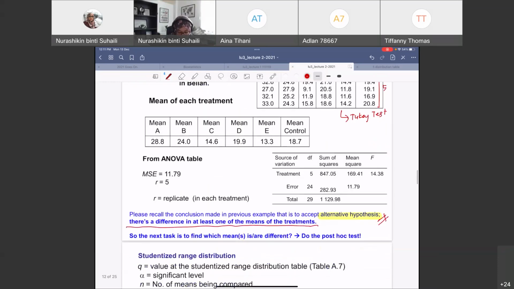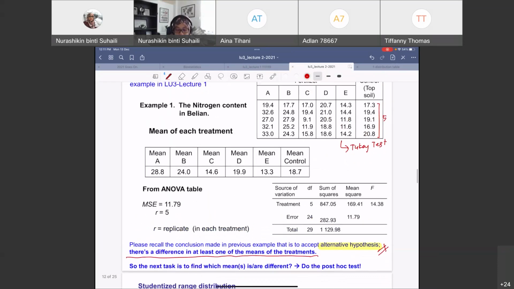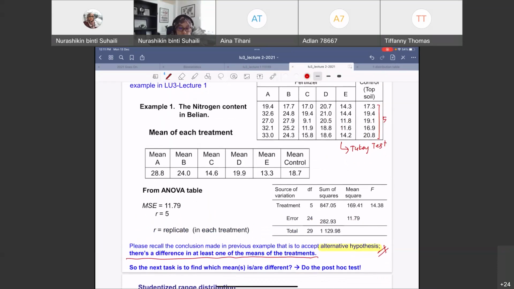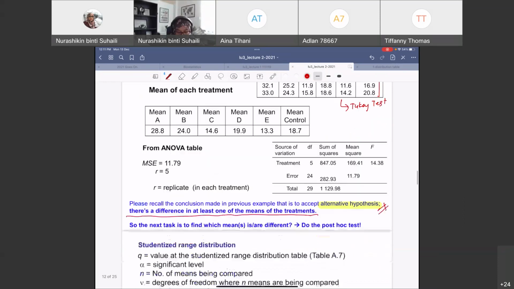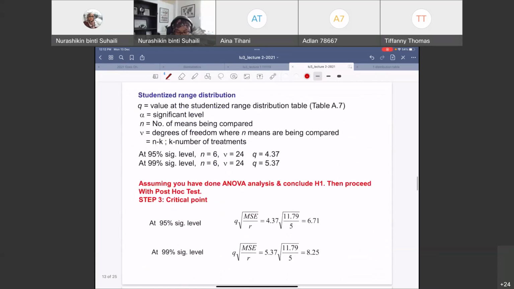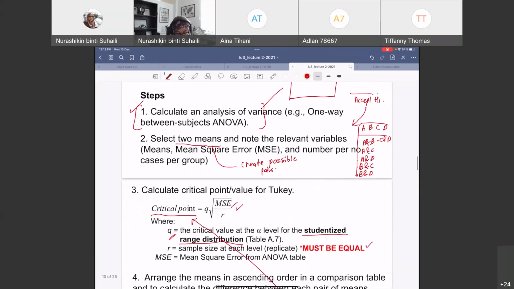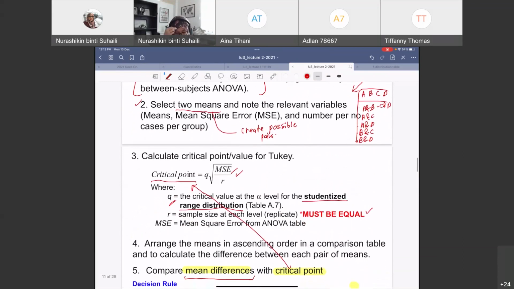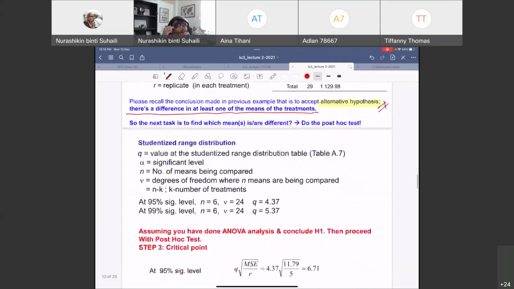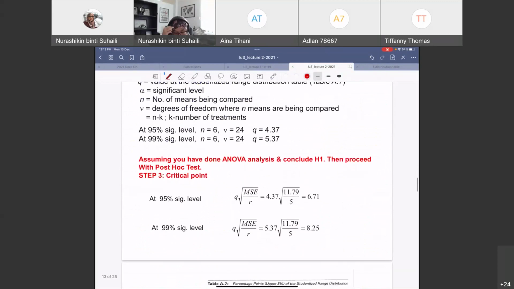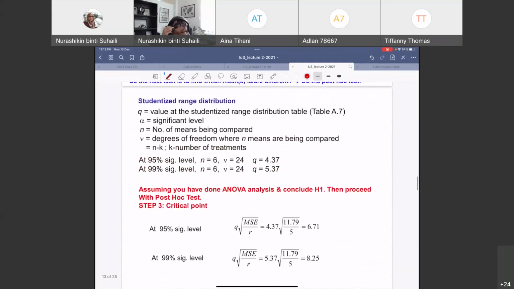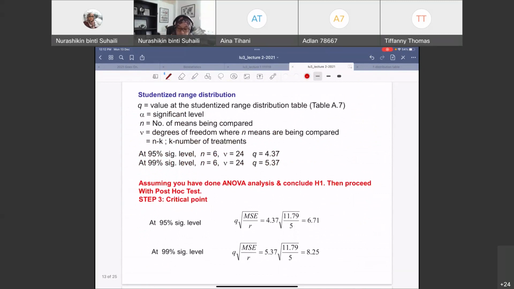Okay, so the next task is to find which means are different. That's why you have to do the post-hoc test. You want to know whether it is A and B, B and C, D and E, or what? So we proceed with the post-hoc test, which means that referring to the steps, we proceed with step 2 and above. Step 2 is actually to list down the possible pairs.